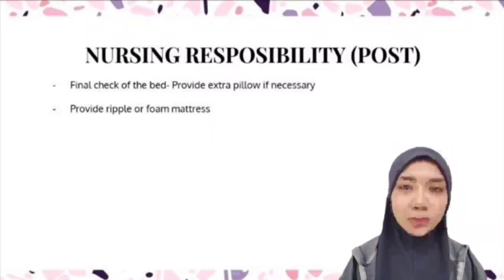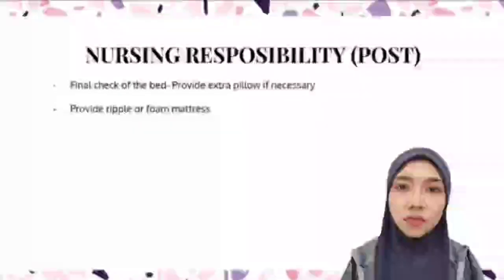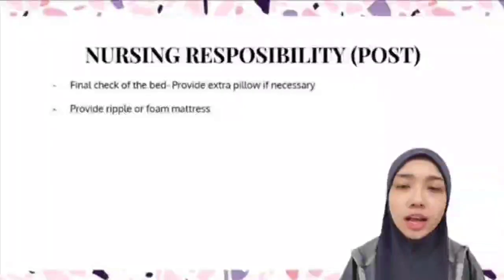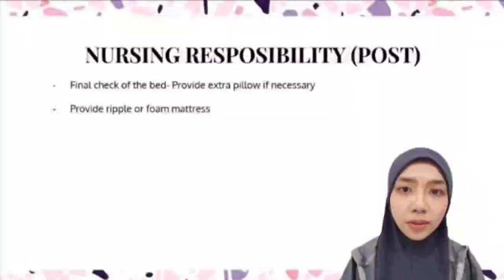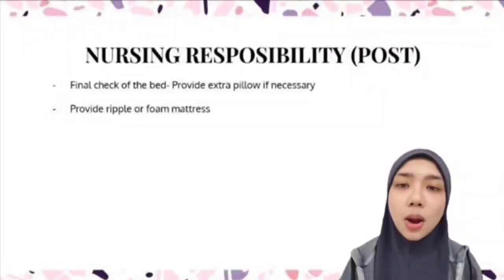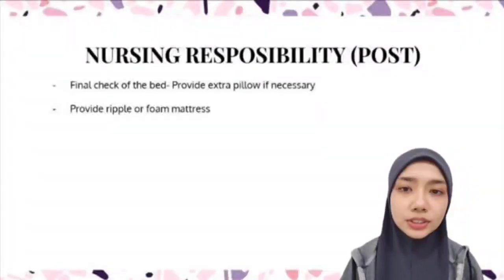For nursing responsibility for the post-op amputation bed. First, a final check of the bed is to make sure enough equipment has been prepared and also all equipment is functioning well. Second, provide extra pillows if necessary to make the patient comfortable and also keep the stump in a good position. Third, provide a ripple or foam mattress. It helps to reduce pressure on the skin.